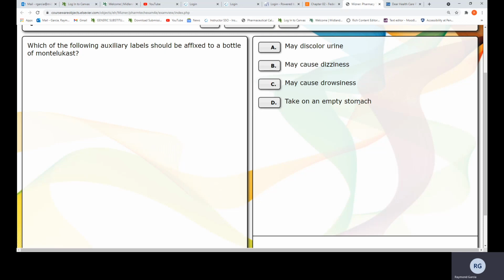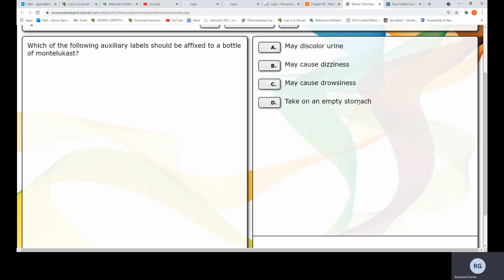Yeah. Which of the following auxiliary labels should be affixed to a bottle of Montelukast? They discolor urine, they cause dizziness, they cause drowsiness, take on an empty stomach. Montelukast is an anti-nausea. More than likely, you probably ate something. Like I said, so it wouldn't be. I wouldn't think empty stomach, but I could be wrong.